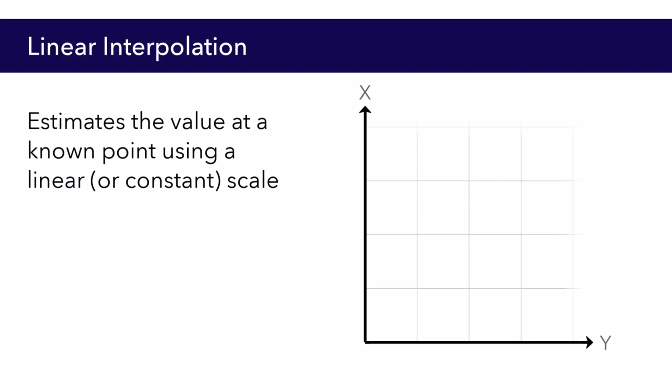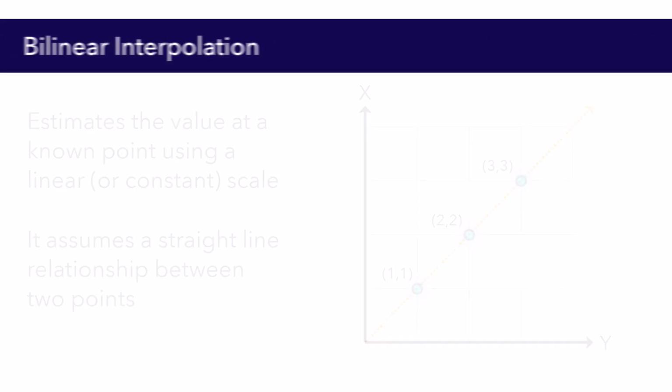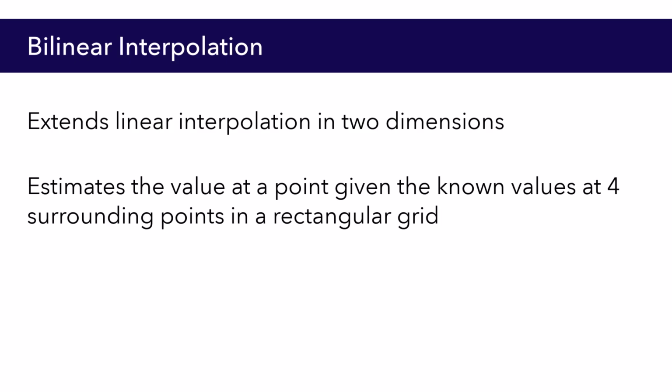Linear interpolation is a method used to estimate a value between two known points on a linear scale using a linear regression model. It assumes a straight line relationship between the 2 points. Bilinear interpolation extends the concept of linear interpolation to 2 dimensions. It is used to estimate the value of a function at an arbitrary point given the values at 4 surrounding points in a rectangular grid.